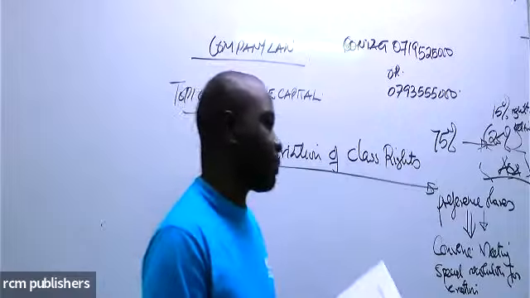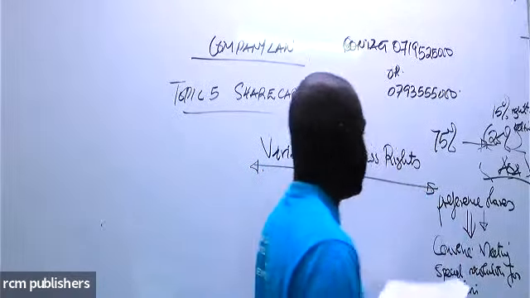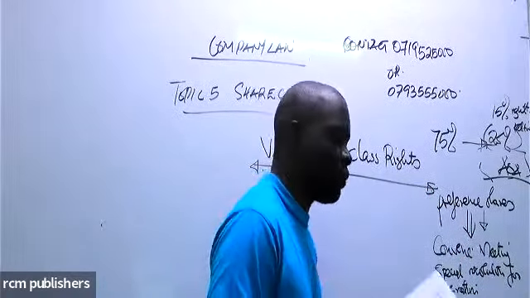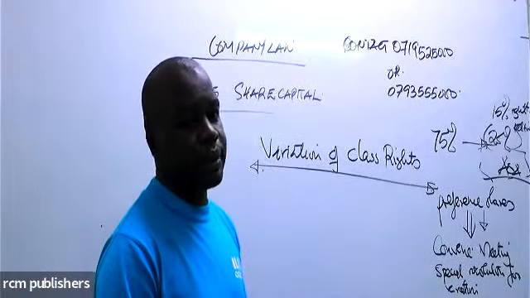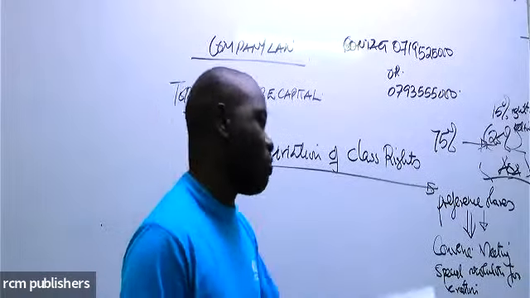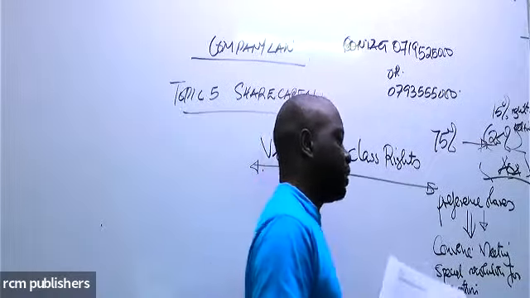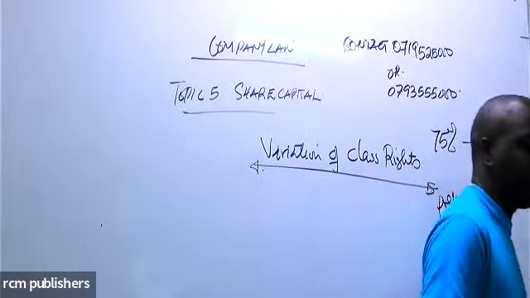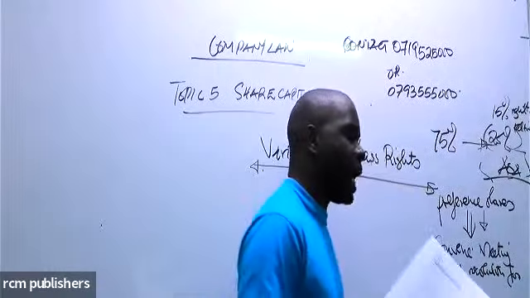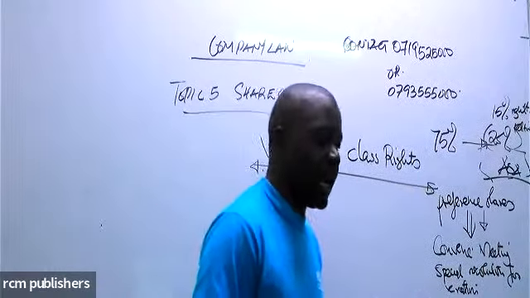So in short, if there has to be a variation of class rights, the members of that class of shares will have what? To say something. How would they say something? Convening of a meeting. At that meeting, they'll be able to pass a resolution. A special resolution having to do what? Approve of what? The variation of the class rights.